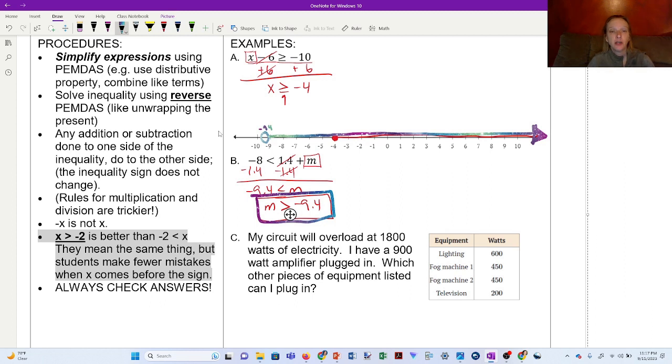So notice the procedures that we're using here. These aren't really coming into play yet because so far we're only dealing with addition and subtraction to solve our inequalities, but we are going to use the same procedure that we did when we were solving equations. We're going to simplify any expressions that we have. We're going to solve inequalities in reverse using reverse PEMDAS, and any addition or subtraction done to one side of the inequality we are going to do to the other side.